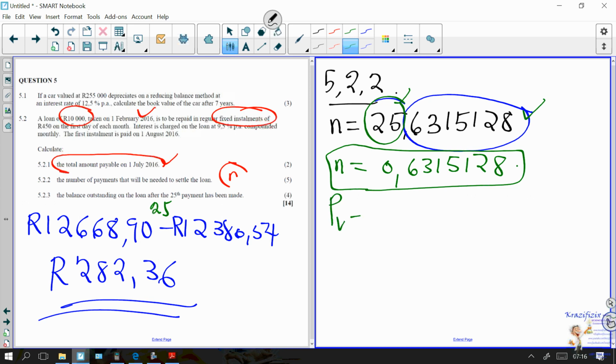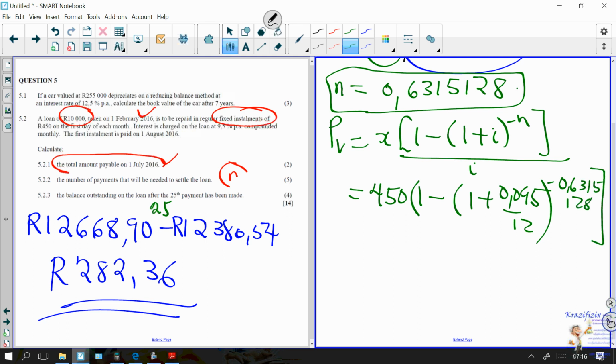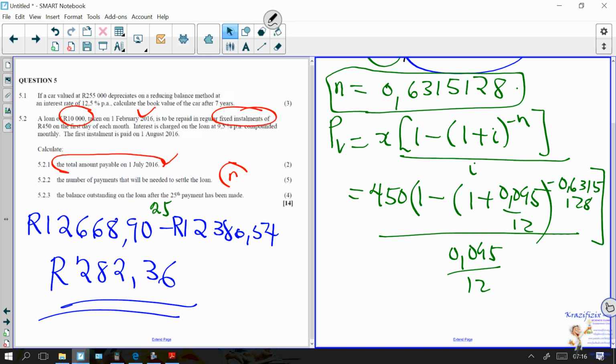Owing. When it's owing, it's a PV formula. All right. PV equals X, 1 minus 1 plus i, negative n, over i. Look at what I'm going to do here now. I'm still going to pay 450. 1 minus 1 plus, it's still 0.095 over 12. But what is my n? My n is 0.6315128 over 0.095 over what? 12. Let's go check what our calculator would give us.